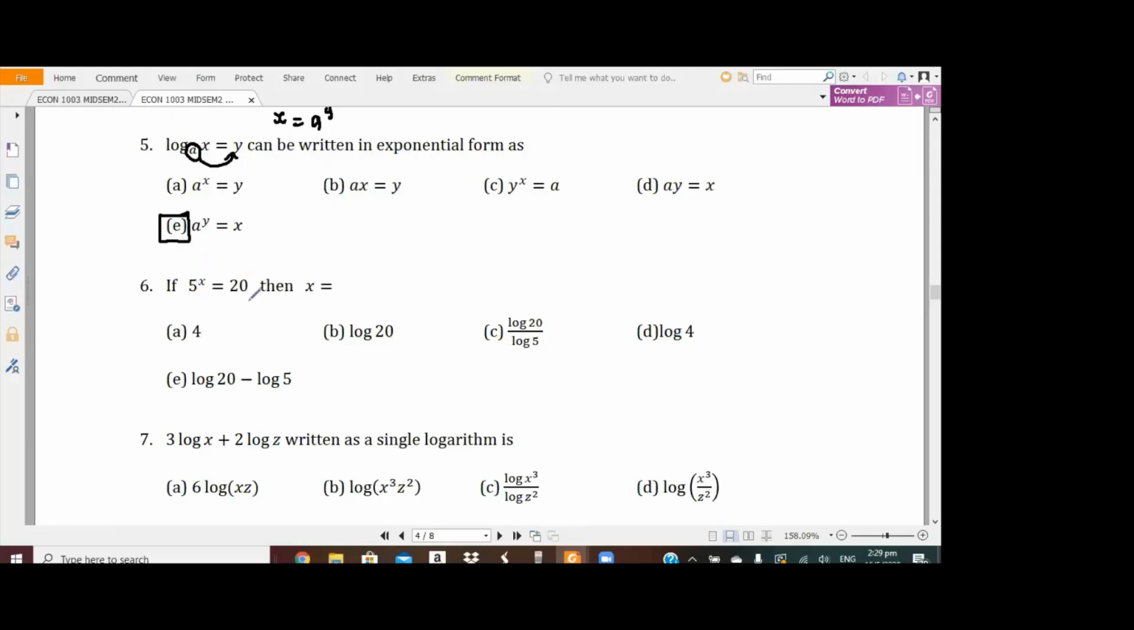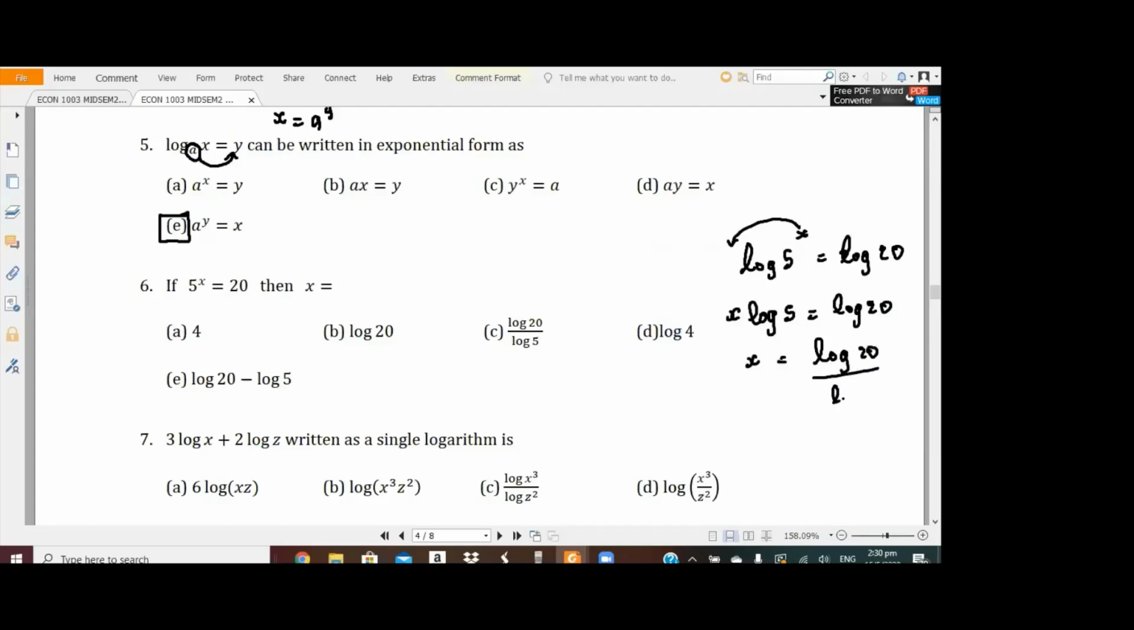Question 6, as we did in the last paper, we take log of both sides. I get log of 5 to the power x is equal to log of 20. Then carry the x over to the front here. I get x log 5 is equal to log 20. So now to solve for this, we're going to divide both sides by log 5. So we get that x is equal to log 20 over log 5. And so your answer is in fact C here.